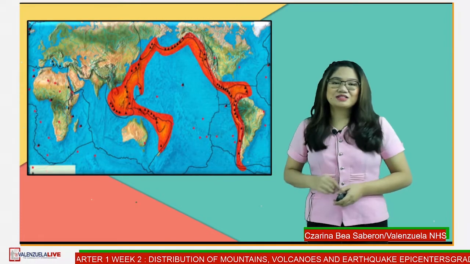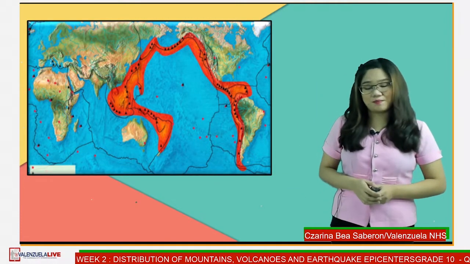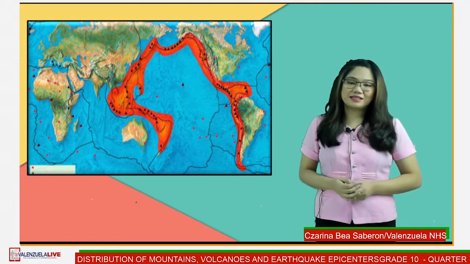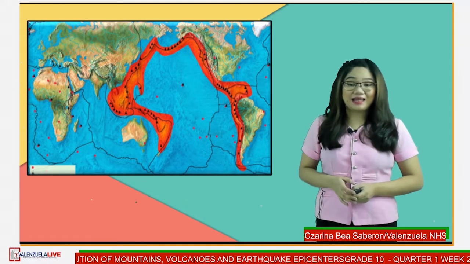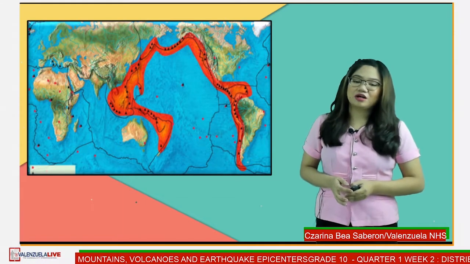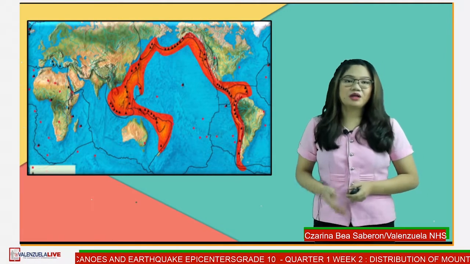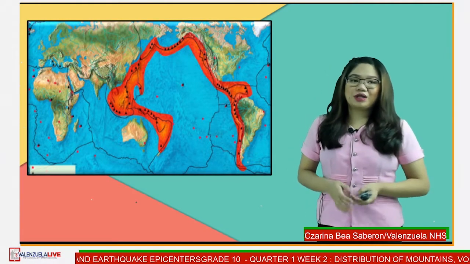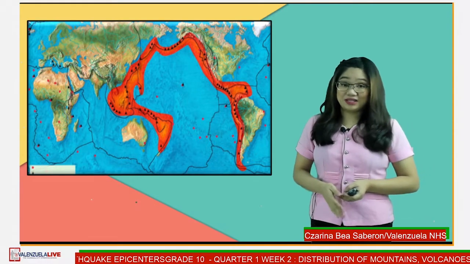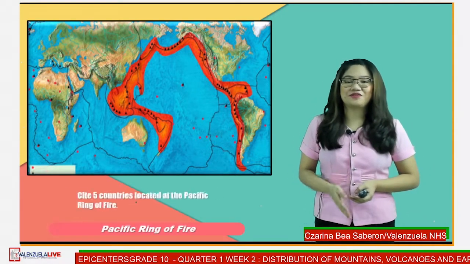Okay, so another thing that is common about the distribution is that they actually lie at the Pacific Ring of Fire. So I know you guys are already much familiar with the Pacific Ring of Fire. So I want you now to cite 5 countries that belong to the Pacific Ring of Fire.